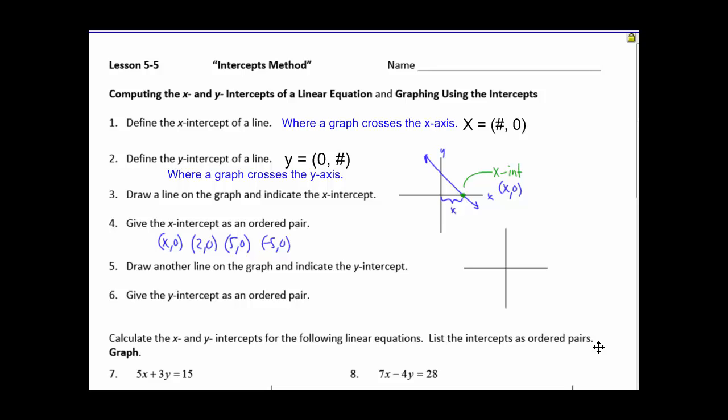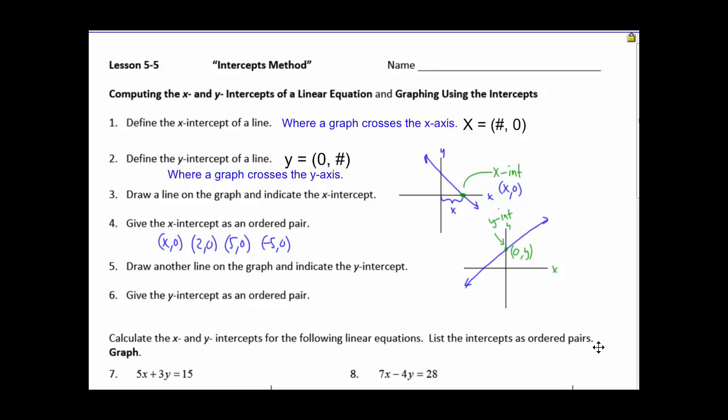If we draw another line on the graph with a positive slope and indicate the y-intercept, this green marker is now on the y-axis, so this is our y-intercept. If you notice, we're not going left or right along x, we're just going up, so this is 0 comma y.